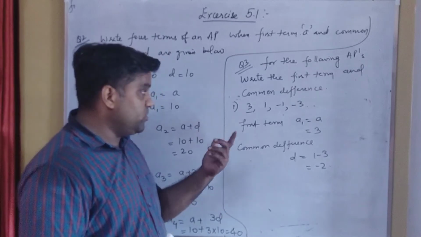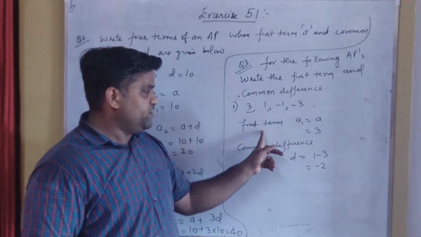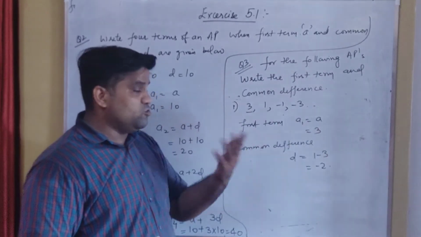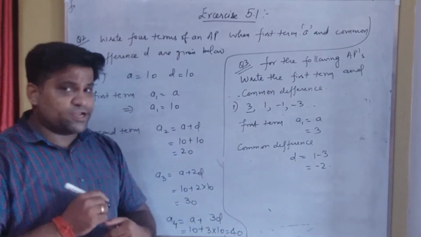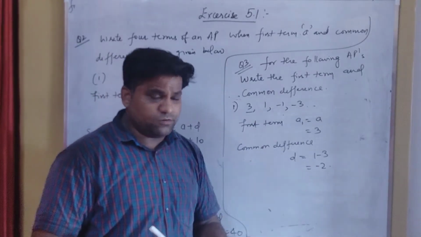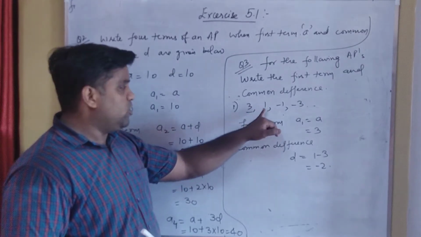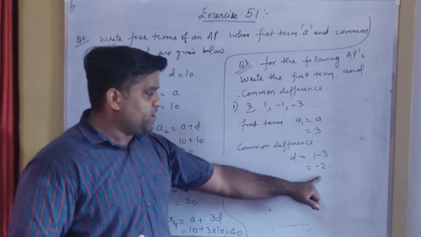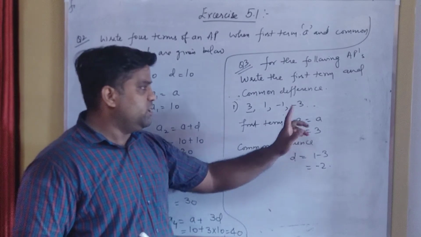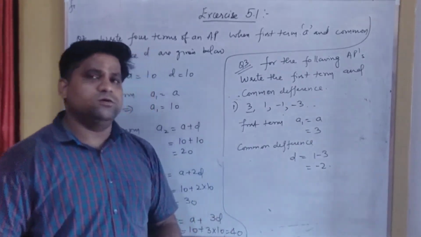So what is the first term? We know that this is the first term, which we denote as A1, which is equal to 3. And we know that we find the common difference by subtracting the previous term from each successive term. So here 1 is the successive term of the previous term 3. On subtracting 3 from 1, we get minus 2, which is the common difference. Similarly, you can check whether a given sequence is in AP or not.